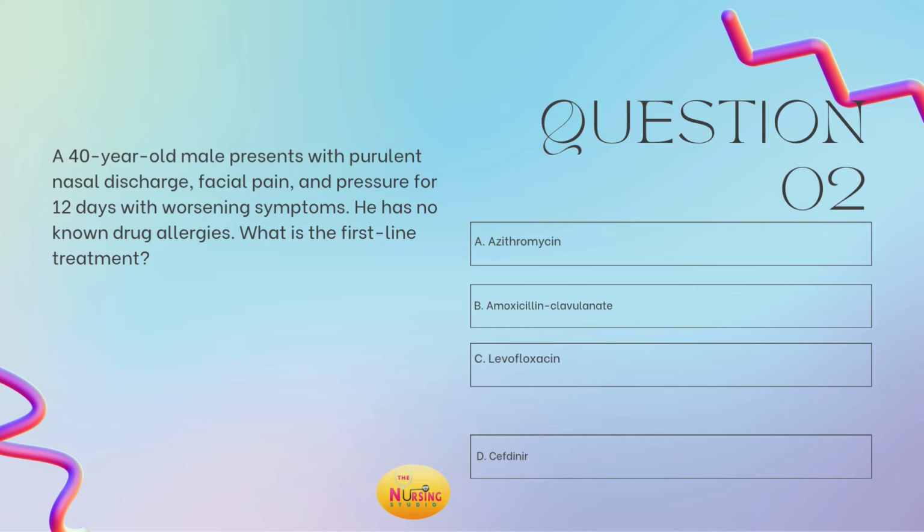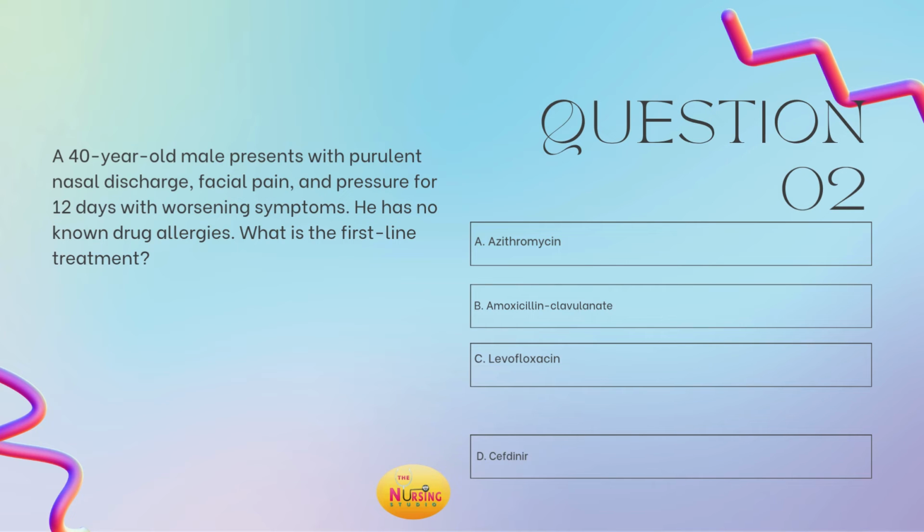A 40-year-old male presents with purulent nasal discharge, facial pain, and pressure for 12 days with worsening symptoms. He has no known drug allergies. What is the first line treatment? Is it A, azithromycin? Is it B, augmentin? Is it C, levofloxacin? Or is it D, cefdinir? Take a moment and tell me what you got in the comments, y'all.